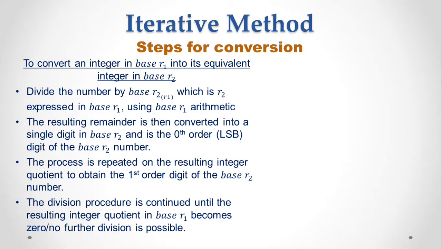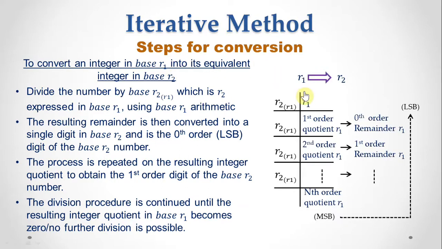So let's try to understand by an illustrative method. If we want to convert the R1 number to an R2 number system, we need to divide the R1 number by the R2, which is expressed in base R1 arithmetic. After division, the first order quotient is obtained and the remainder of the zeroth order is noted. That will act as the least significant bit. Further, the first order quotient is again divided by number R2, which is expressed in base R1, and the second order quotient is obtained and the first order remainder is noted.